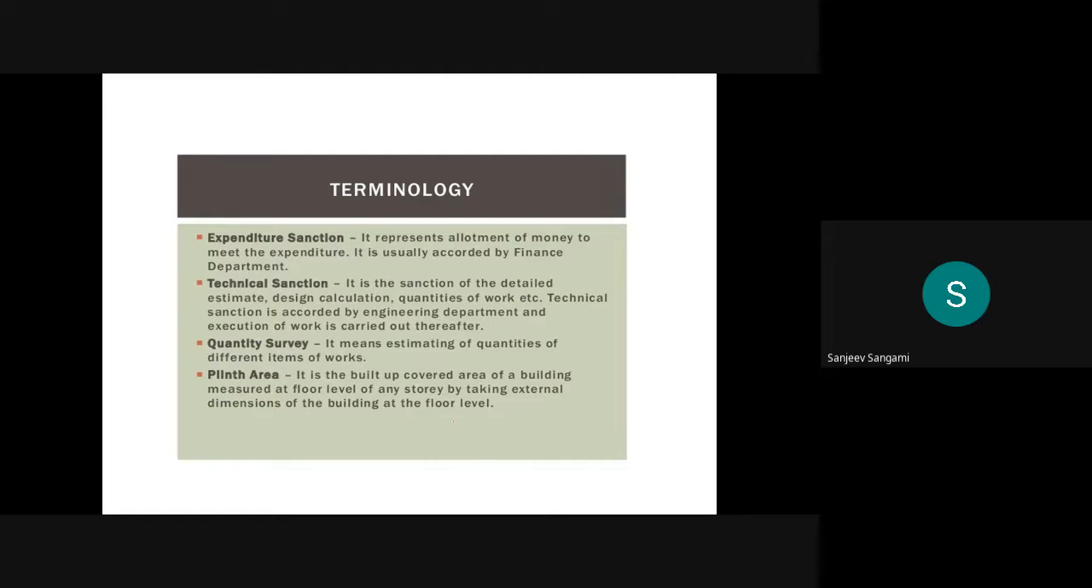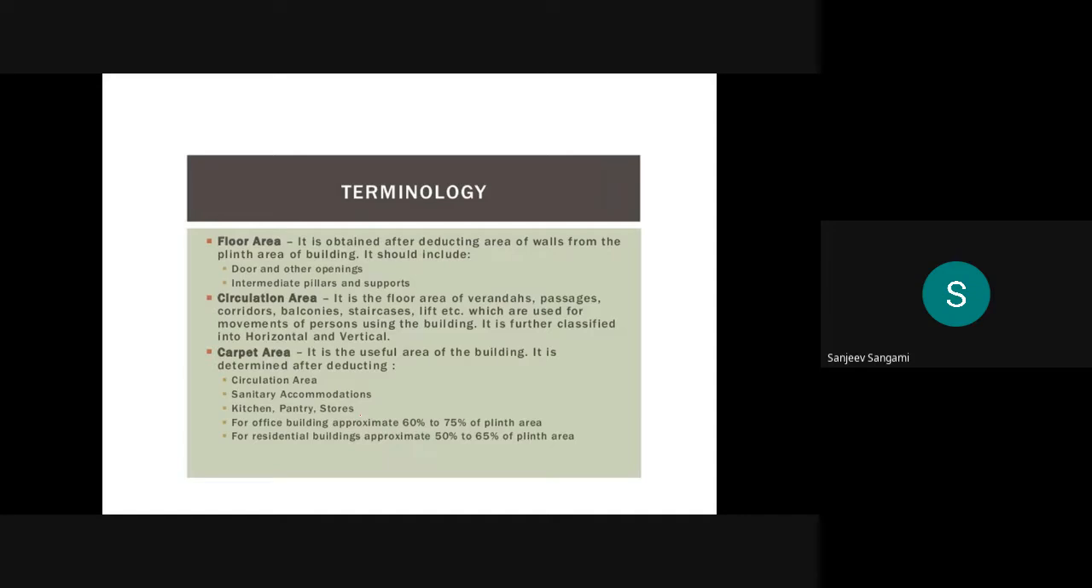Plinth area. We normally use these terminologies whenever we start solving problems. So plinth area is the built-up covered area of the building measured at floor level. It will be the floor level of any storey, taking external dimensions of the building at the first floor. Then floor area is obtained after deducting the area of the walls from the plinth area of the building. This you already know.